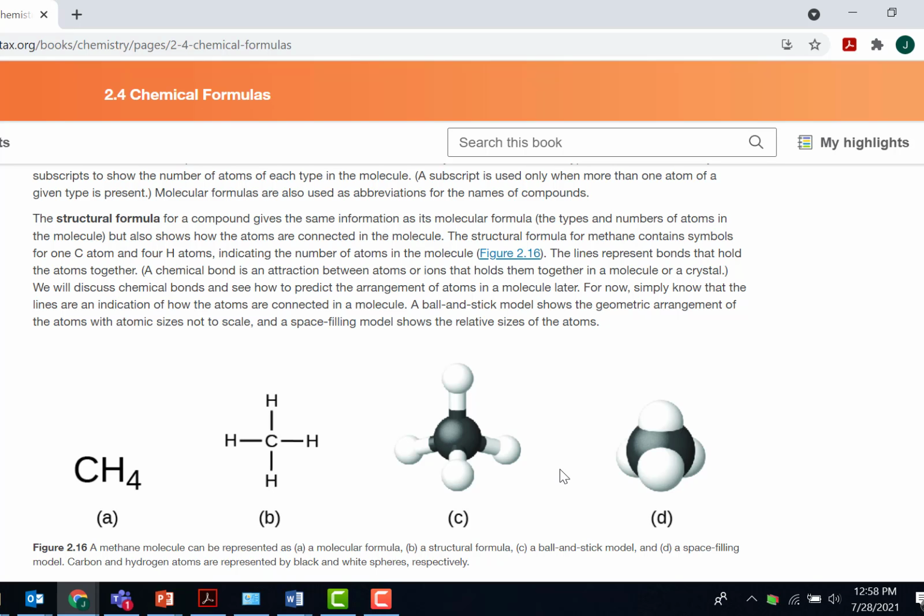Again, you don't have to know any of that right now. These are things we'll cover much later in the semester. Just be aware that this is a molecular formula, this is a structural formula, and then these are additional ways of representing that have information about geometric arrangements that we don't care about yet, but we'll care about by the end of the semester.